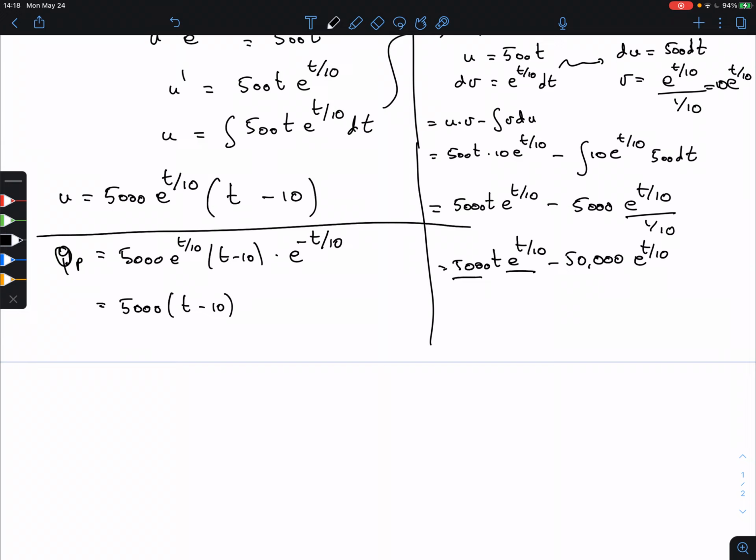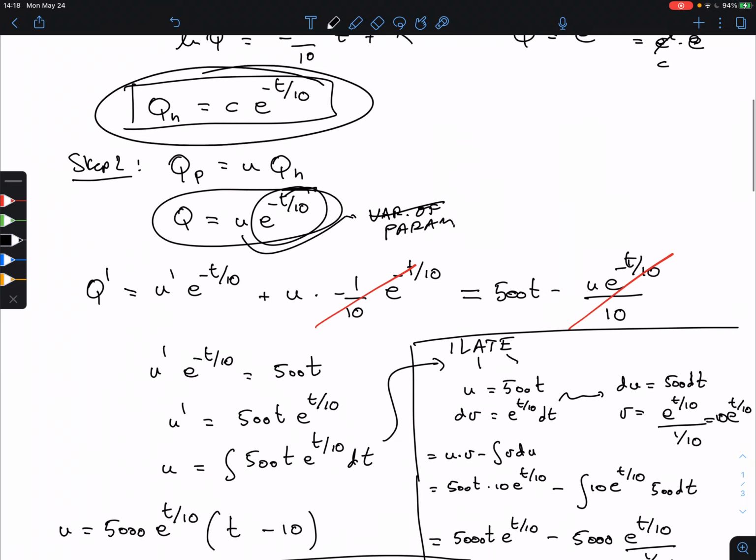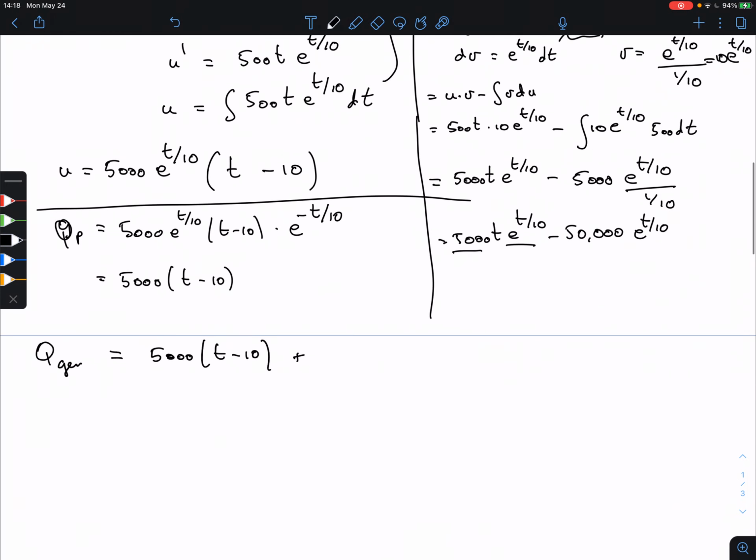Good. So what is now our general solution? The general solution, q_gen, right there. Remember, you take the particular solution and add the general homogeneous solution, that means with the constant c times e to the minus t over 10. And to find c, this is step 4, I guess, since step 3 was the previous part.